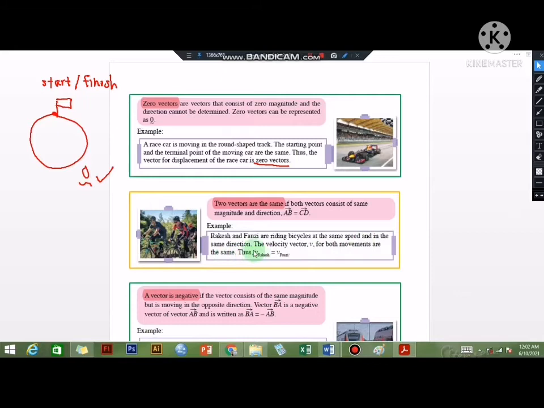Thus, the velocity vector of Rakesh is equal to the velocity vector of Fauzi. Two vectors are the same if they have the same speed and same direction. Remember the two important things. Let's look at the next one.